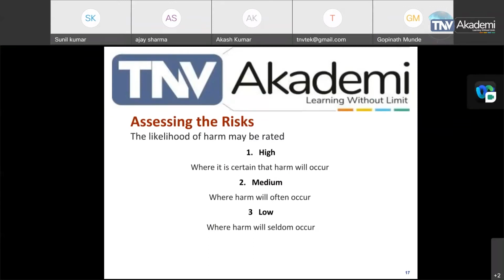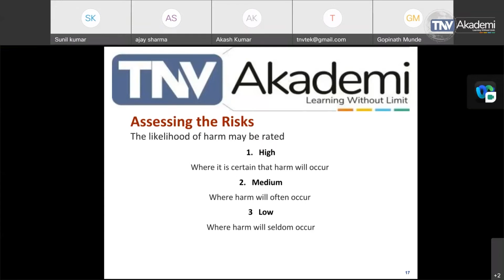When you're talking about the low, where the harm will seldom occur, the chances of occurrence will be low. Then the second one is the medium, where harm will often occur. Medium means the harm occurs most often, that is, there is a medium chance of occurrence. And the third one is the high, where it is certain that harm will occur.